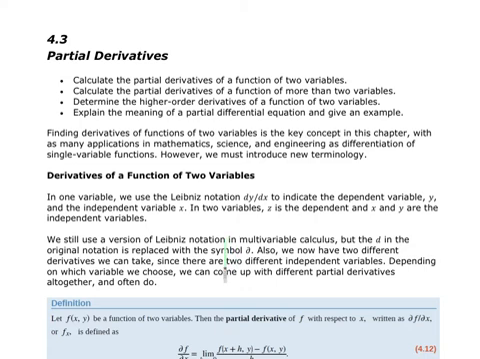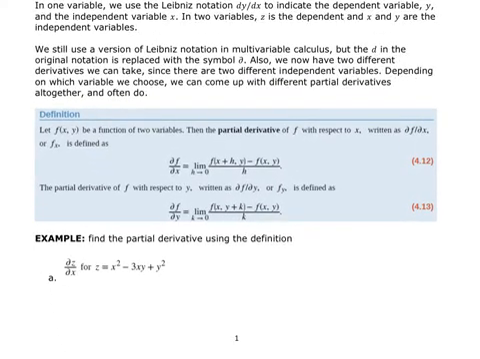We're still going to use this notation in multivariable calculus, but the d gets replaced with this cursive d, like a delta almost. And now we have two different derivatives we can take, since there are two different independent variables. Depending on which one we choose, we may end up with different partial derivatives. Frequently, that's what happens. So here's the definition.